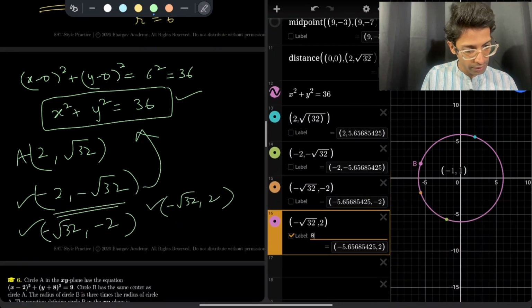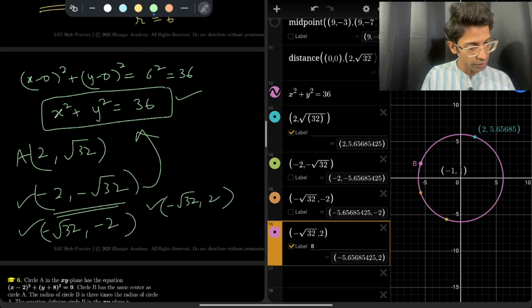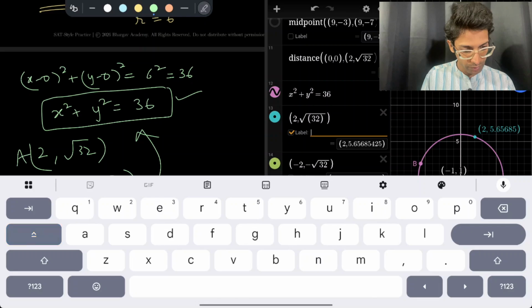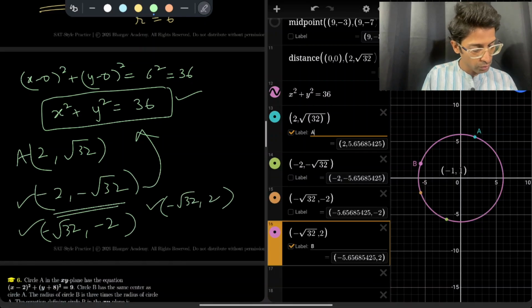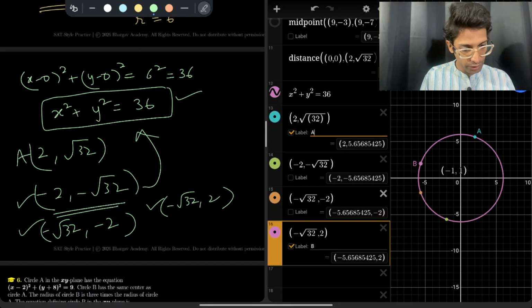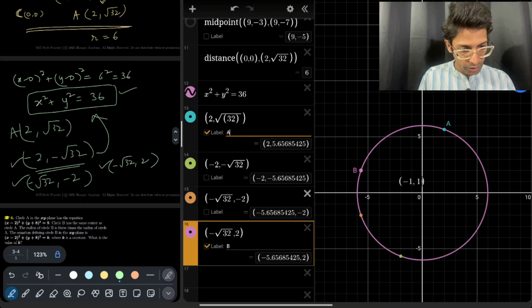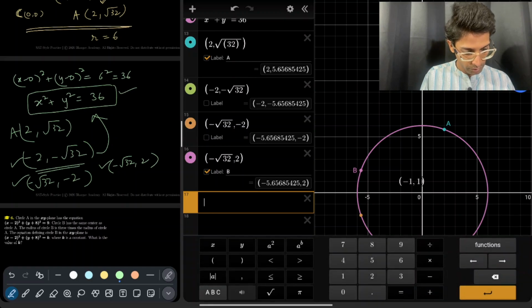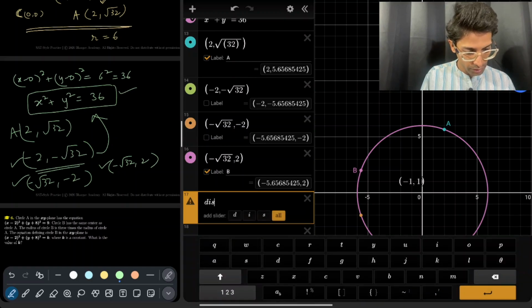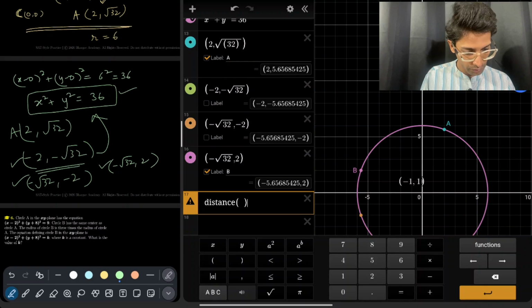We have the point A, which is this, which is given to us. So point C is the center, which is sitting right in the middle. Now we need to find the distance between point A and B. So let's directly invoke the distance formula. So what is point A?